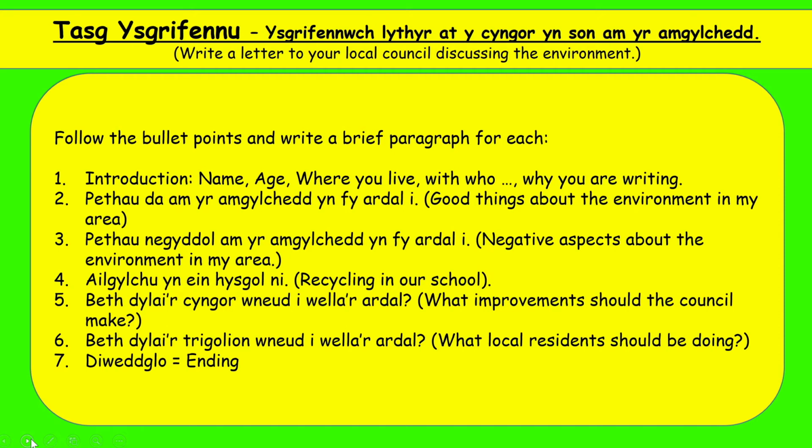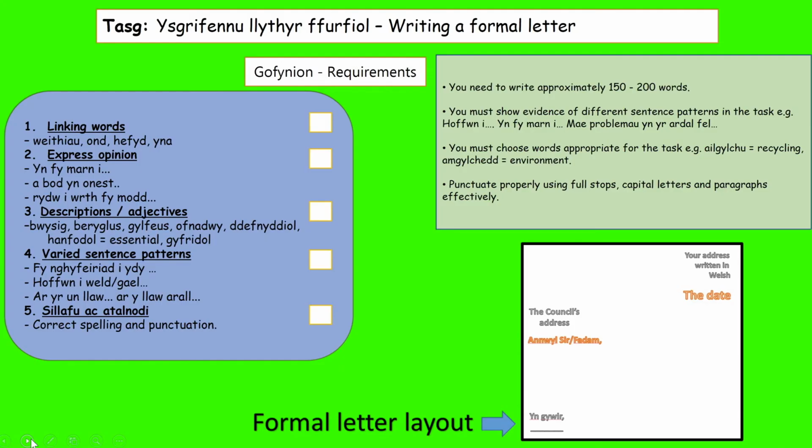Moving down to bullet point 2 or paragraph 2 now. Good things about the environment in your area. Point 3, the negative aspects. Point 4 introduces recycling in our school. How do we recycle in school? Points 5 and 6 is you giving advice on how the council and the local residents could improve the environment. And then obviously an appropriate ending is needed. So this is an overview for you now.